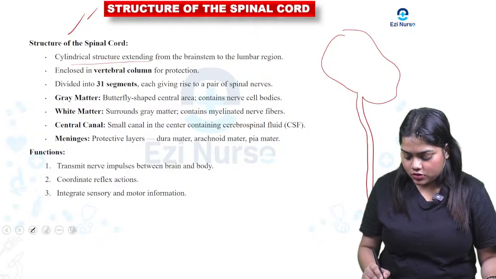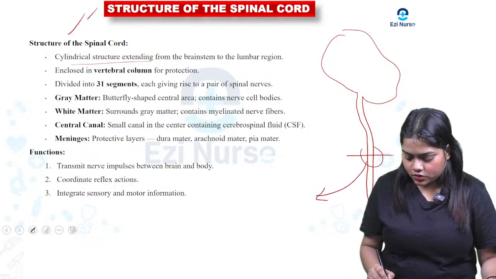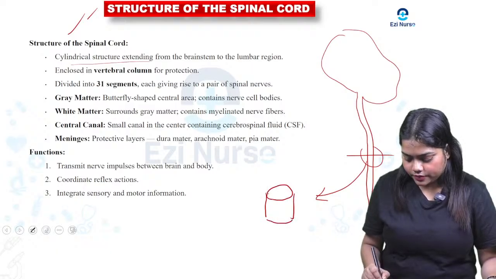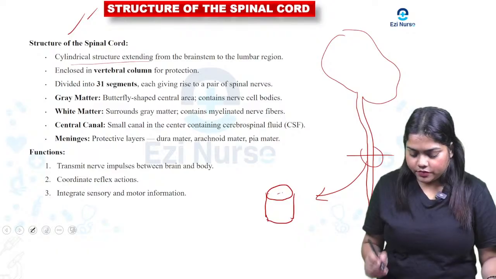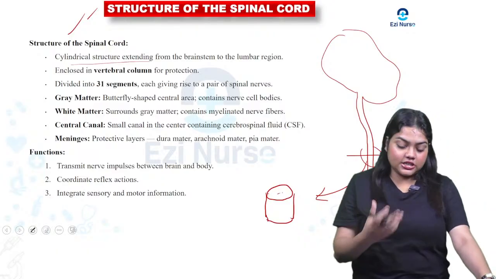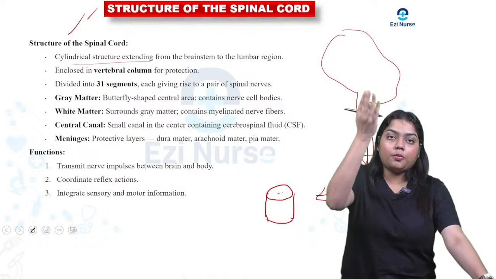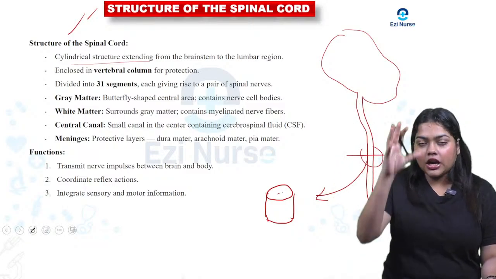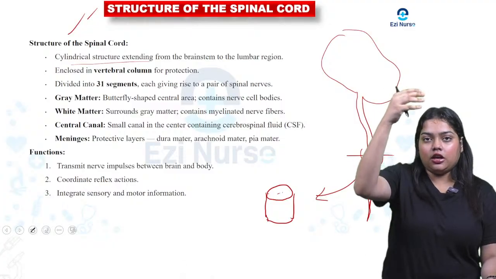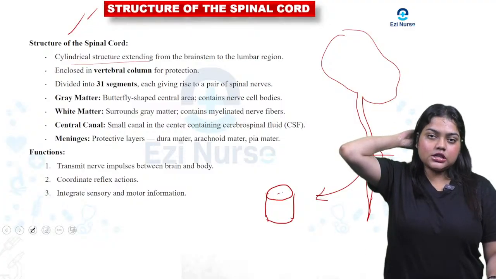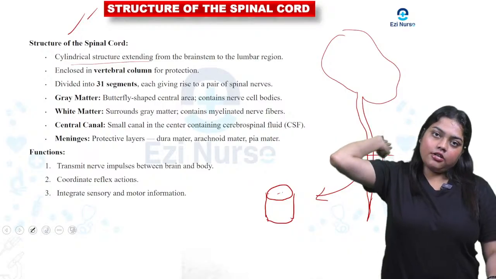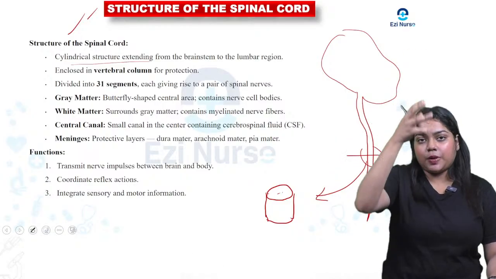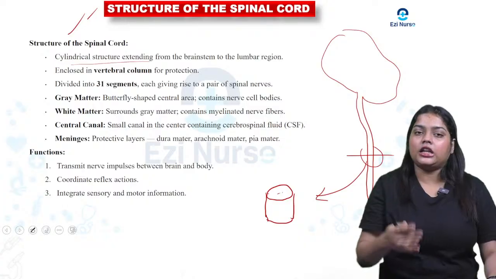Okay. So if we cut from this, the view will be like this. It is actually a cylindrical structure which extends from the brain stem to the lumbar region of our body, like from the head, after the cranial part, our spinal cord, that bone structure, will come right up to the hip.